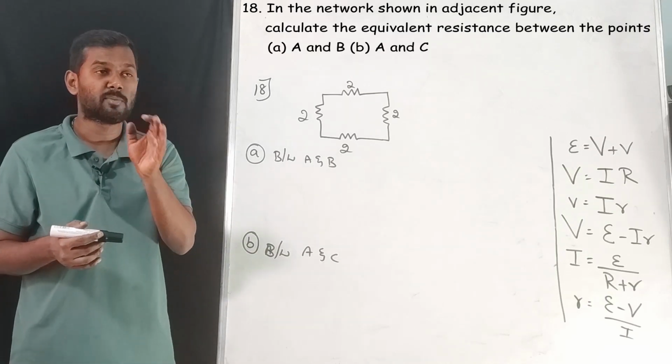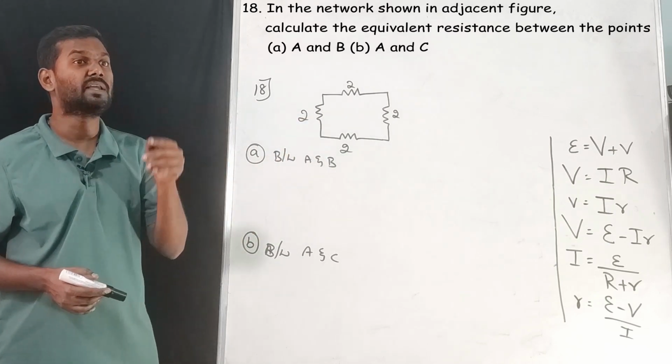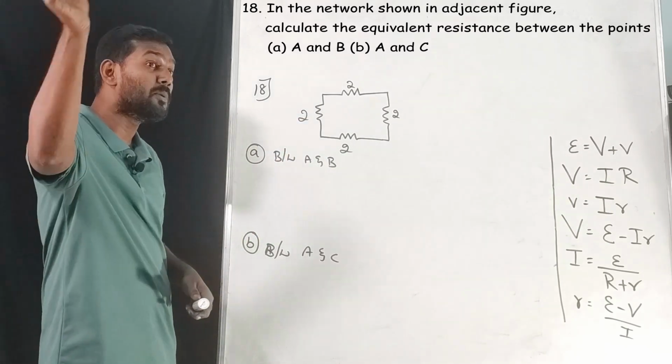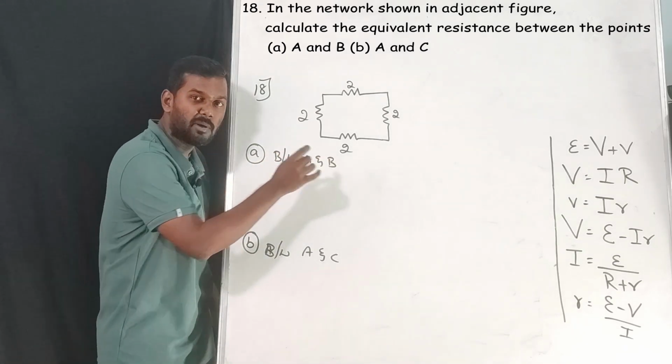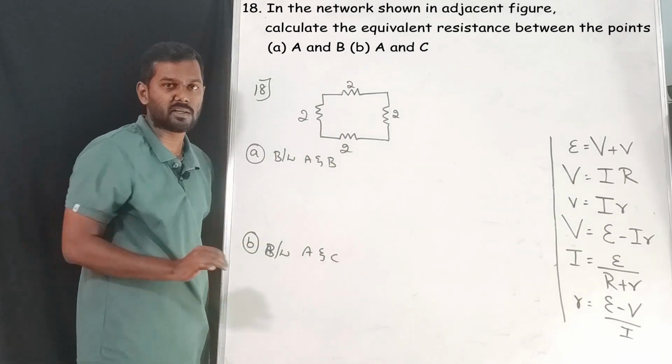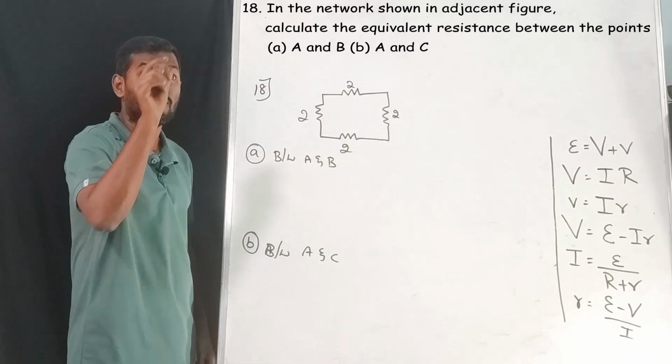So we'll understand it properly. In the network shown in the adjacent figure, calculate the equivalent resistance between the points AB and AC. See, if these points AB and AC are not mentioned, all of them are in series, then we will get the answer 2 plus 2 plus 2 plus 2, 8 ohms, correct? But they have given points.